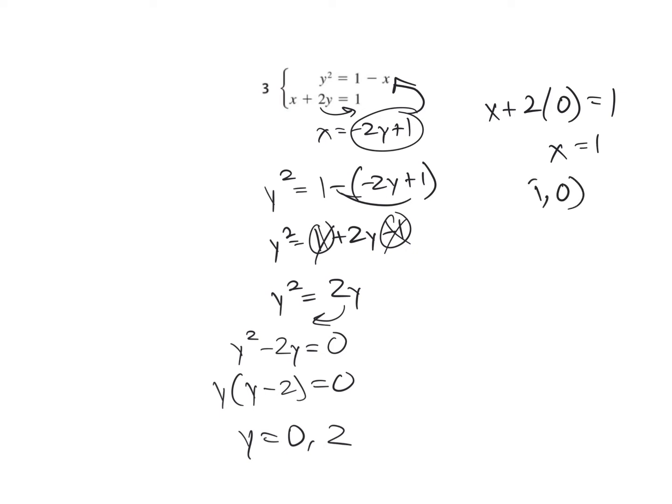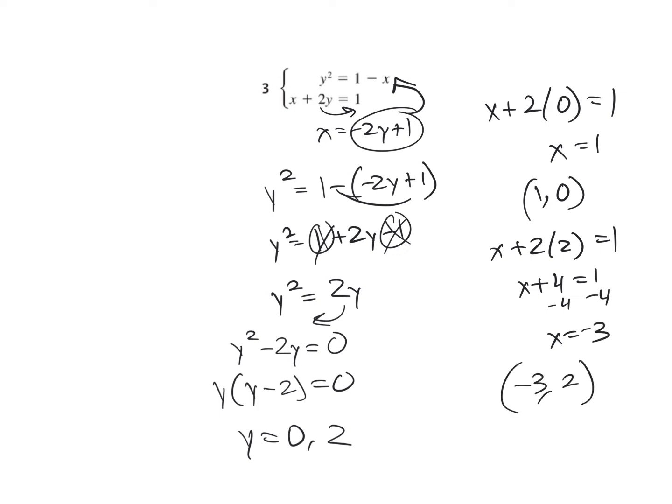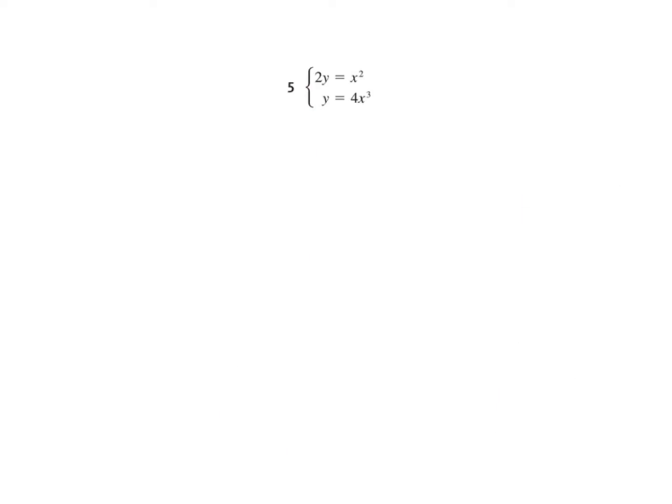So 1, 0. And then we substitute 2 in for y. And we subtract the 4. X is negative 3 when y is 2. Okay, so those are our two possibilities. Moving on. Okay, step 1, solve for the variable. We already have y here.